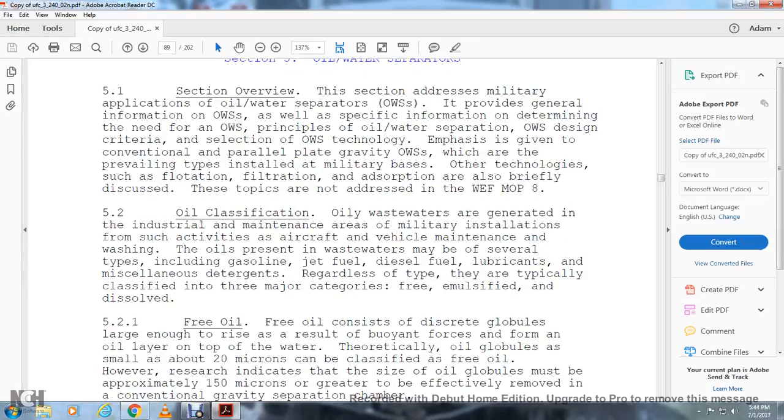These topics are addressed with the Water Environment Federation MOP 8 oil classification. Oily wastewaters are generated in the industrial maintenance areas of the military installation from such activities as aircraft and vehicle maintenance washing. Oil present in the wastewater may be of several types, including gasoline, jet fuel, diesel fuel, lubricants, and miscellaneous detergents. Regardless of the type, they are typically classified in three major categories: free, emulsified, and dissolved.